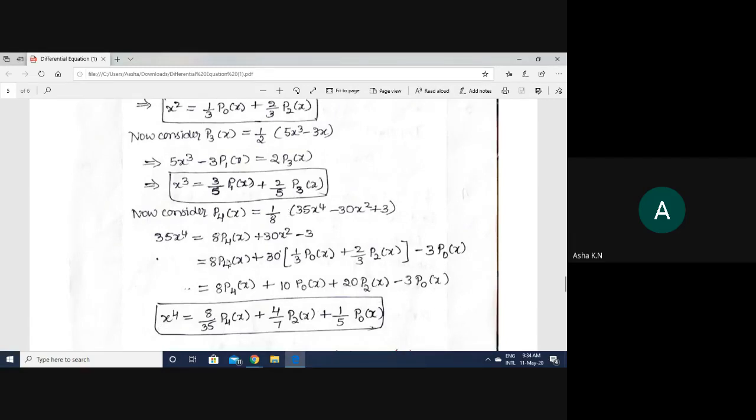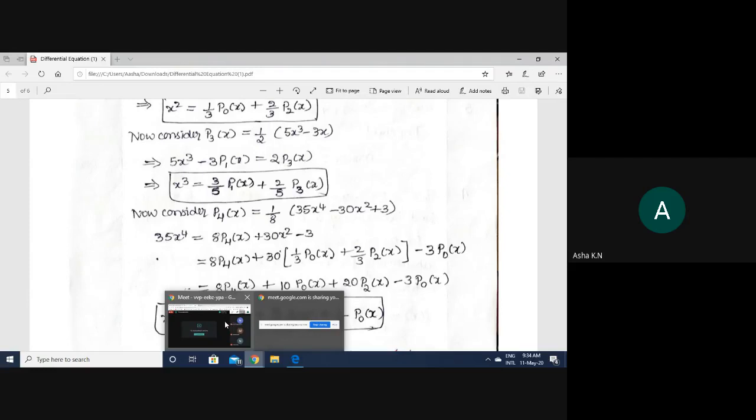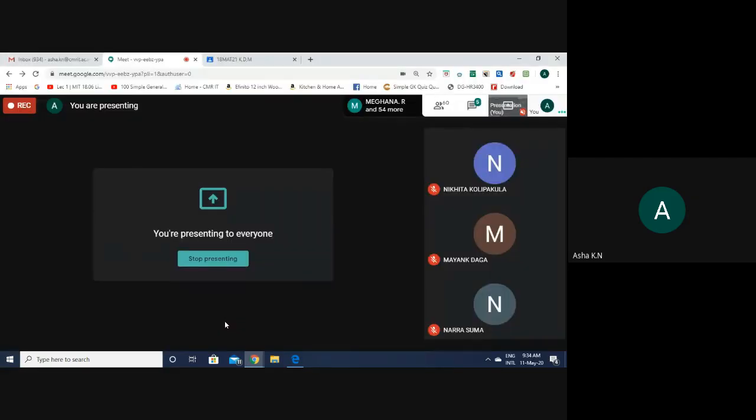This problem they may not ask, but you will use this in the next problem. You will get to know now. When you see the next problem, you will understand why we need this. Any doubts now?